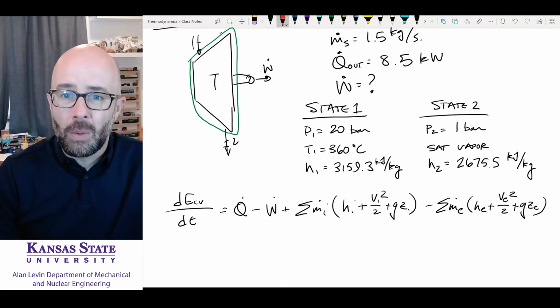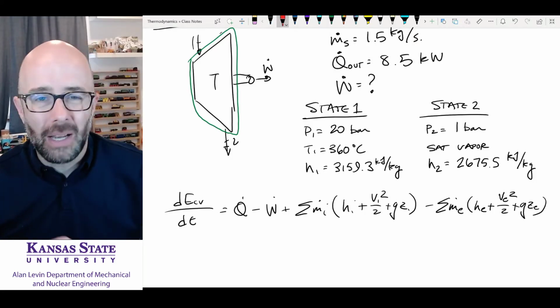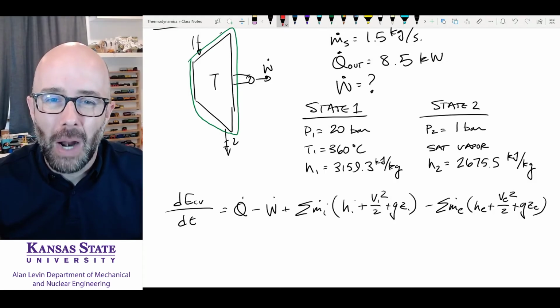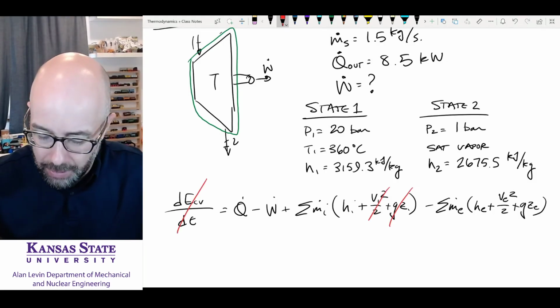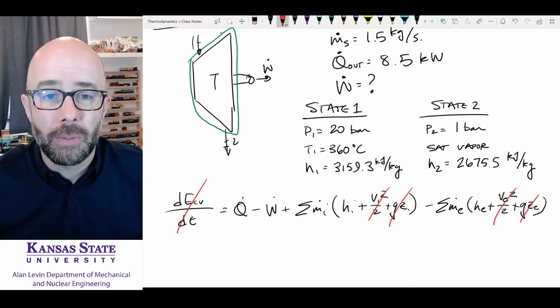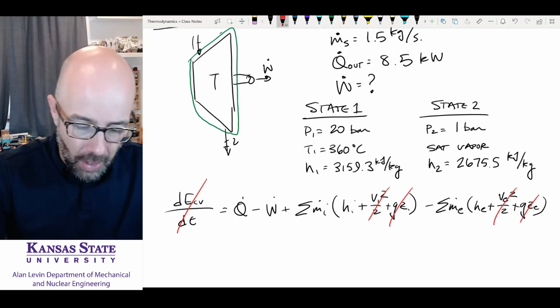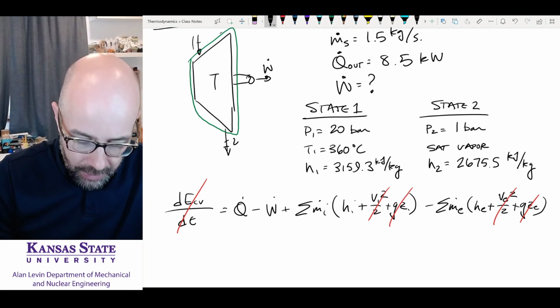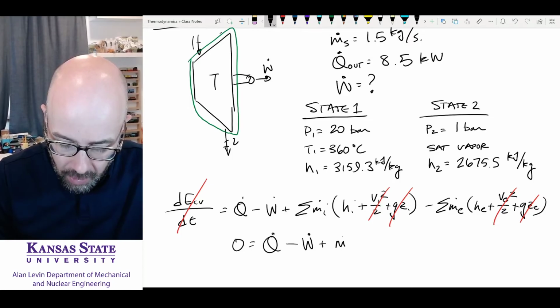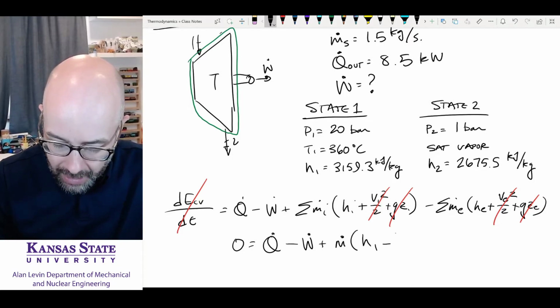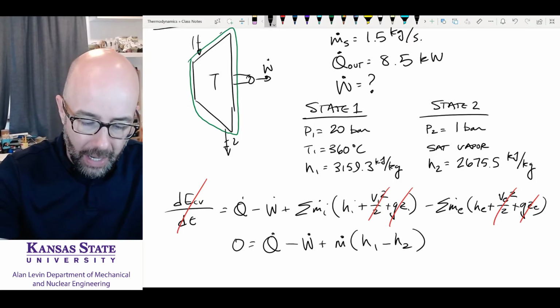Okay. Now, this statement didn't say anything about steady state, but I'm going to assume it's steady state. And I'm going to assume that there are no kinetic or potential energy effects because they weren't given to me in the problem statement. So now I'm down to 0 equals Q dot minus W dot plus the mass flow rate times H1 minus H2.